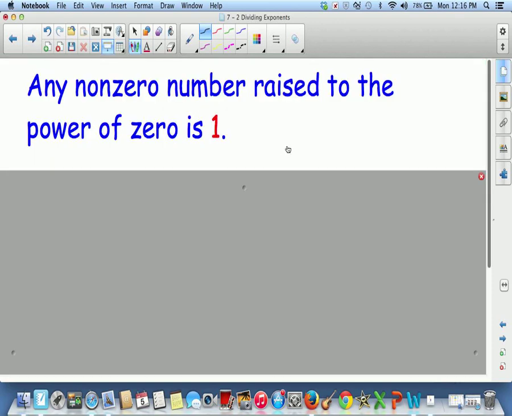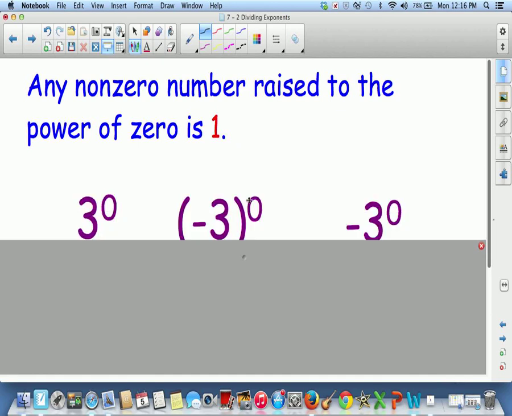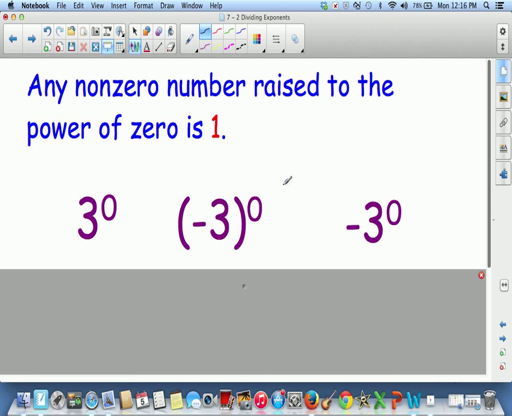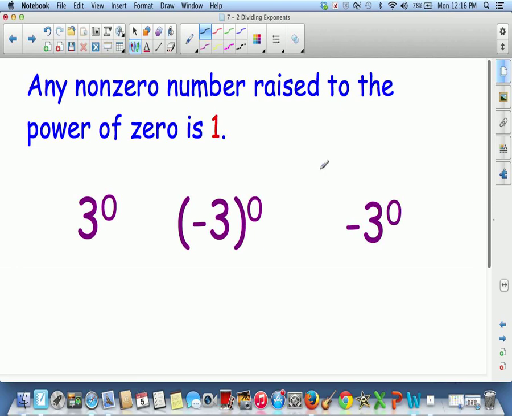Another rule is any non-zero number raised to the power of 0 is 1. So for example, all of these would be, well, this would be 0. 3 to the 0 is 1. Now this is a negative 3 to the 0 is 1. Now this one's a little tricky because if you look here, this 0 is only attached to the 3, not attached to this negative. So this negative is still knocking at the front door, so it's a negative 1 for that one.